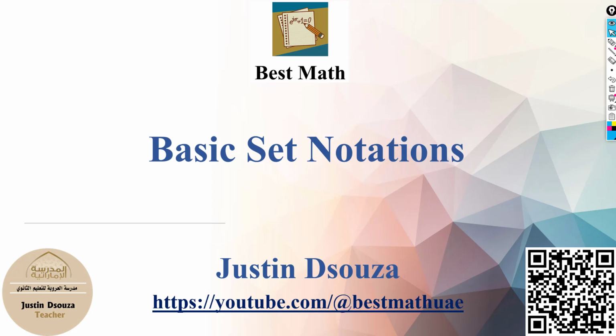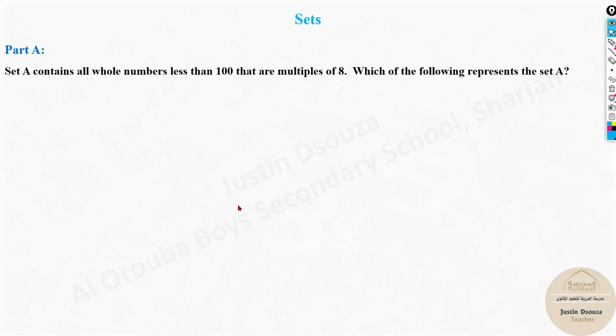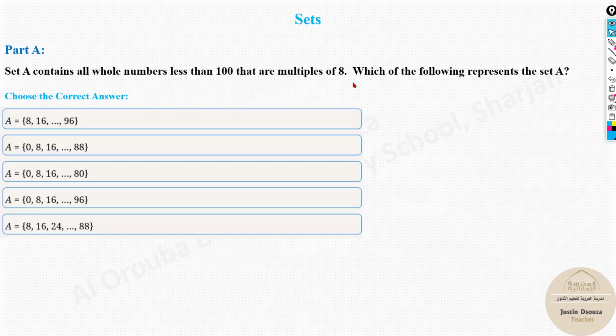In this video, we will look into basic set notations and we will solve some basic set problems. We will begin with it. We have over here, set A contains all whole numbers less than 100 that are multiples of 8. Which of the following represents set A?